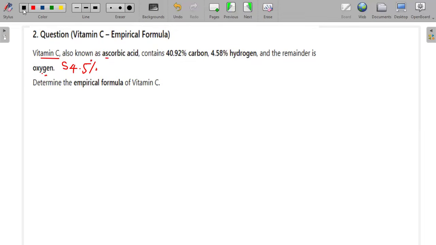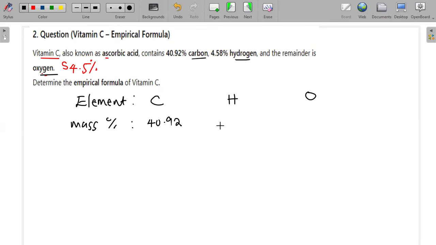So for the empirical formula, we follow the same steps that are outlined. So we said element here. We have carbon, hydrogen, and oxygen. So I'll put carbon, hydrogen, and then oxygen. And then here I'll put mass percent. The mass percent for carbon is 40.92. For the hydrogen, it's 4.58. And then for the oxygen, it's 54.5.